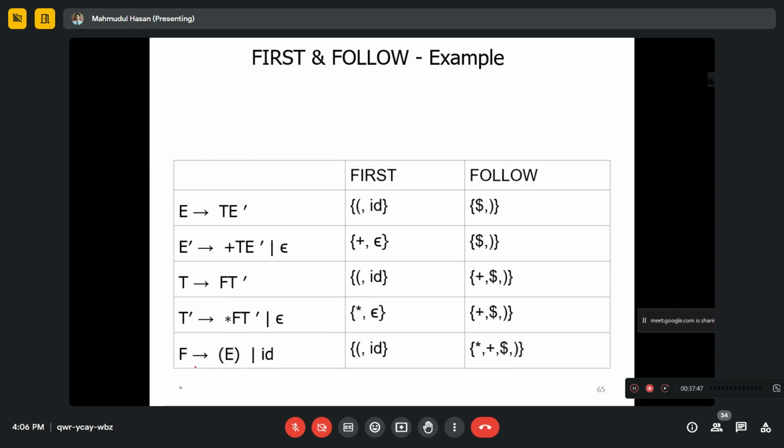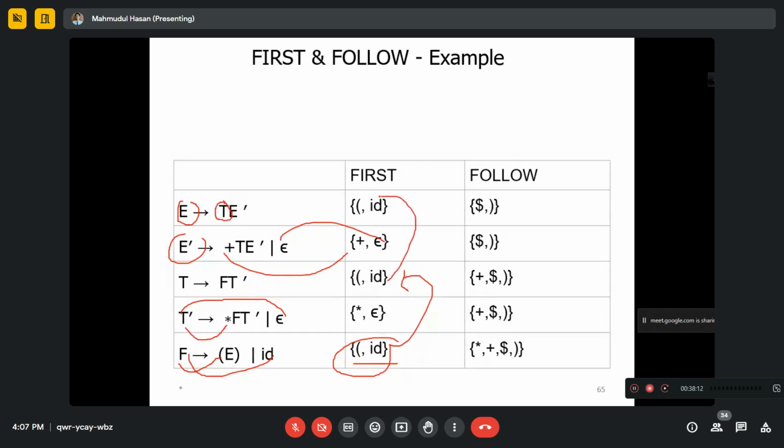So what is the first of F? That is this one and this one. And what is the first of T? That is first of F, and first of F is already calculated, so this one. And what is the first of E dash? That is plus, that is epsilon. And what is the first of E?